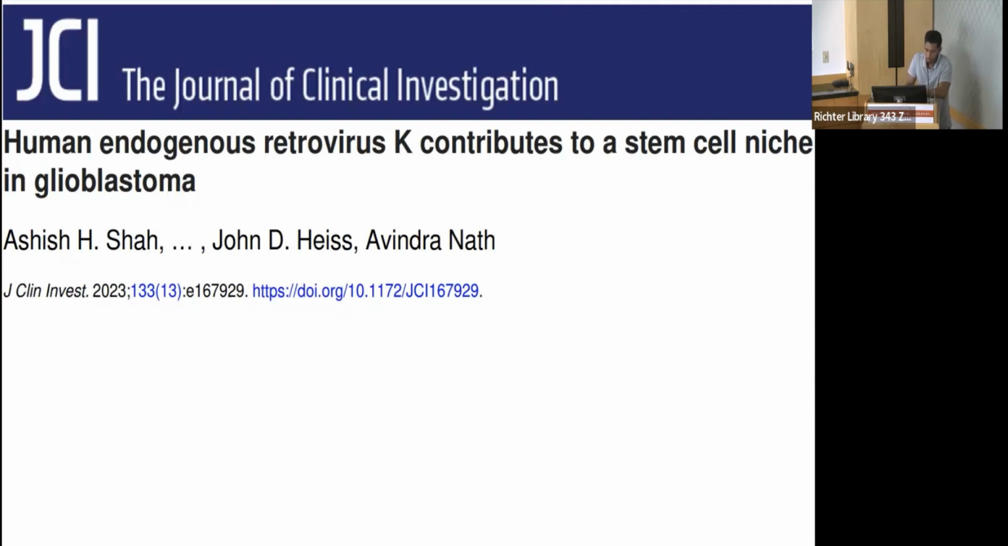So in this paper in particular, Dr. Shaw looked at a type of transposable element known as HERV-K, which is an endogenous retrovirus within our genome. So again, normally, in our normal cells, these endogenous retroviruses would be silenced, but in the tumor cells they are active.